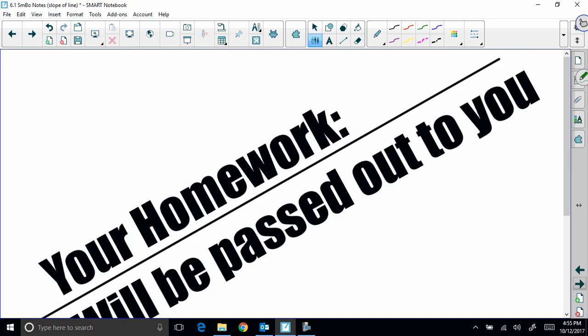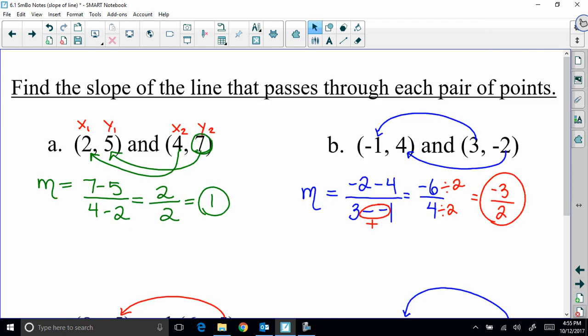That concludes your first lesson of your DLD. Your homework actually will not be passed out to you. Your homework is on this module for you to see, and make sure that you follow all the instructions of what you're supposed to do.